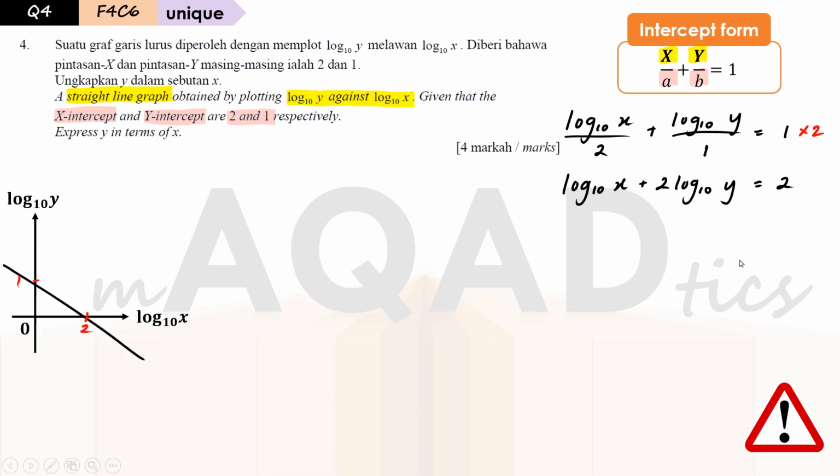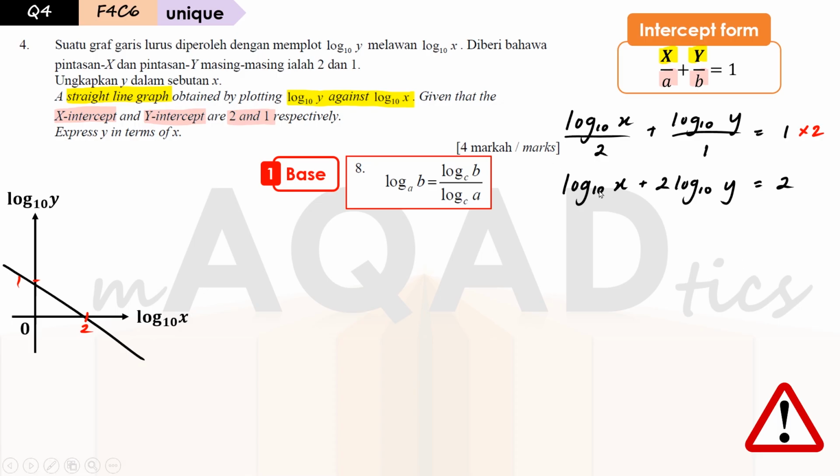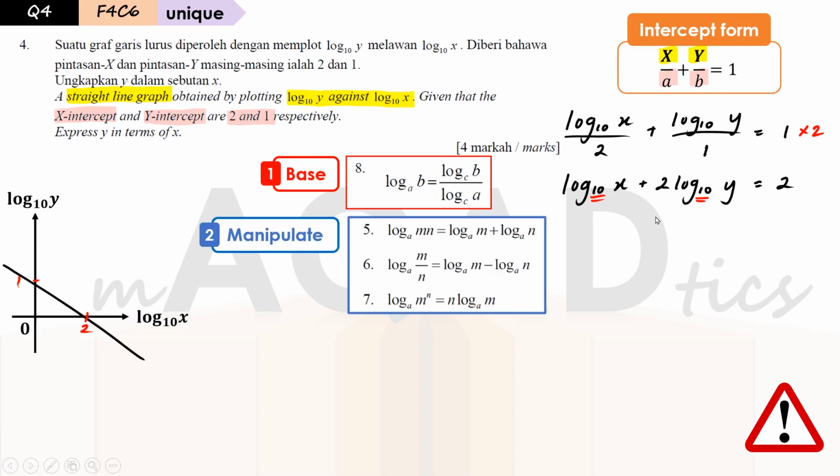Alright, so the first step is to change the base. Base meaning the values here. Okay, so the 10 here and the 10 here. But as you can see, these 2 bases are actually the same. So actually, for the first step, we can skip, because the base of the logs are the same. Alright, so we can skip to the second step, which is to manipulate these logs to simplify them even further.